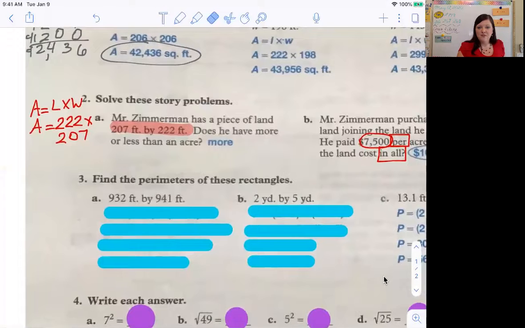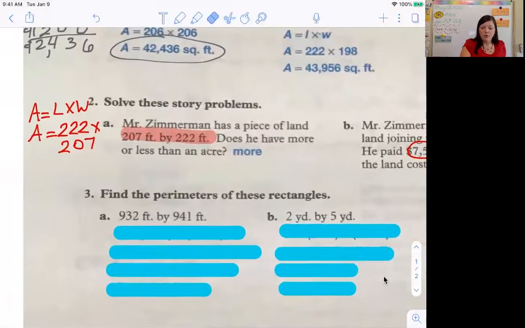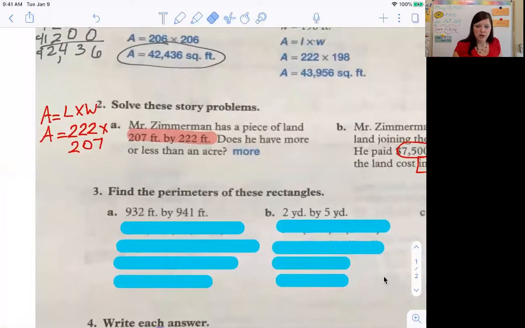All right, let's move on to section 3. Find the perimeter of these rectangles. Let's always start with our formula first. Because we're talking about perimeter of a rectangle, we're always going to use our formula P equals 2 times L plus 2 times W. Let's go ahead and write that down.